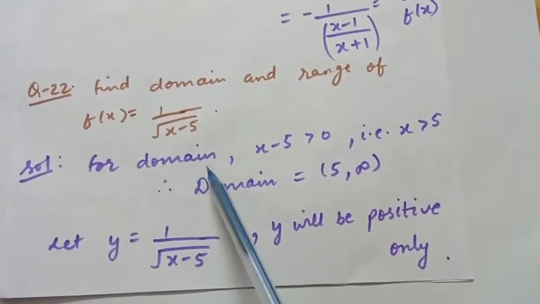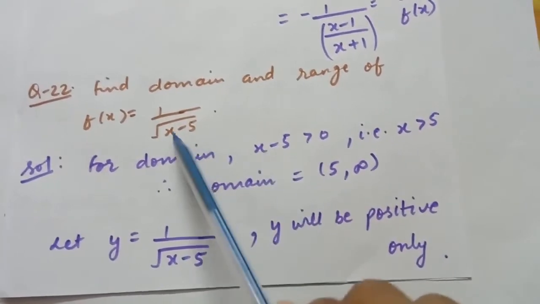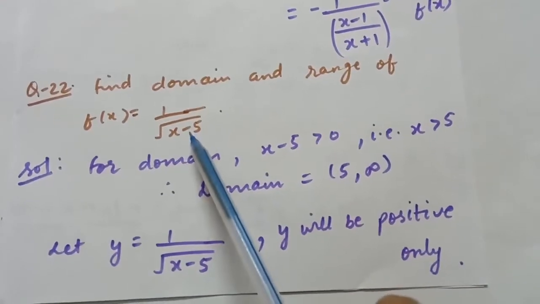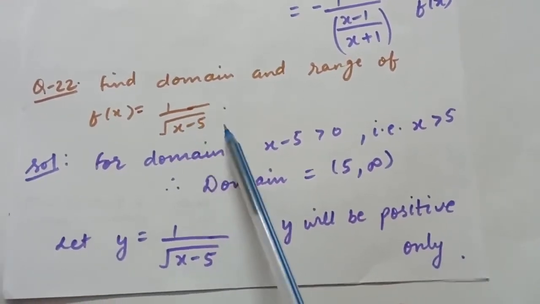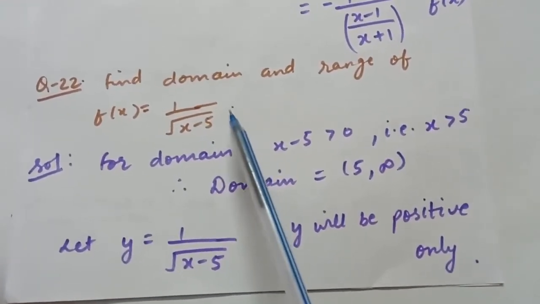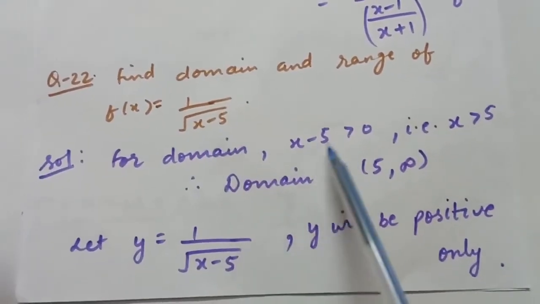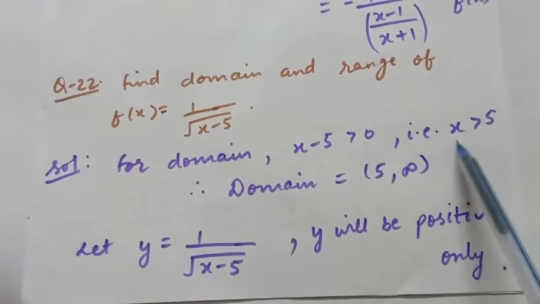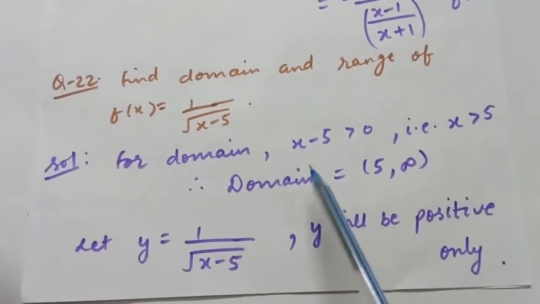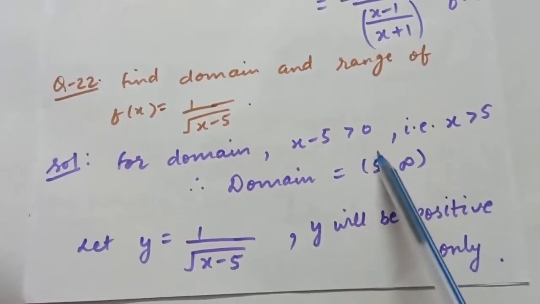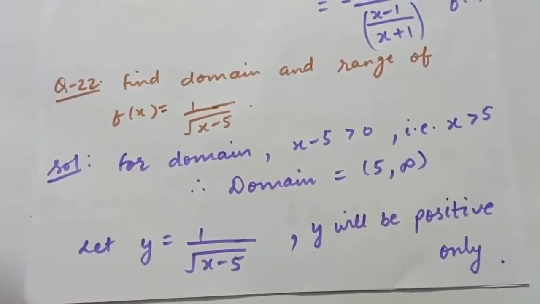Question number 22. Find the domain and range of fx equal to 1 upon root x minus 5. So for domain, we want the term in the denominator to be either equal to 0 or greater than 0. But here the term is in the root. Therefore x minus 5 should be greater than 0, that is, x is greater than 5. Therefore the domain is 5 to infinity, right? At 5, an open bracket will come.